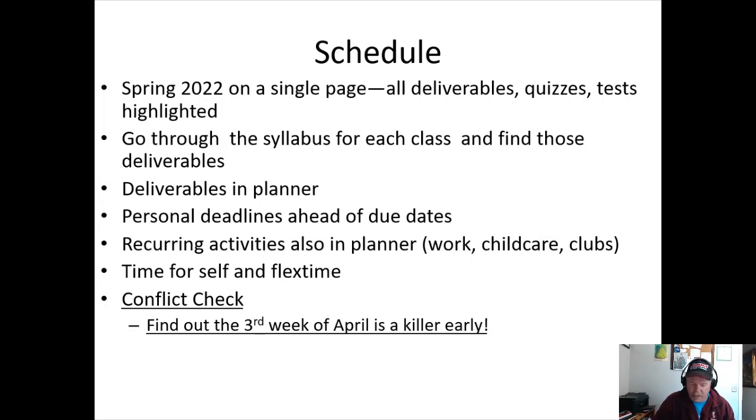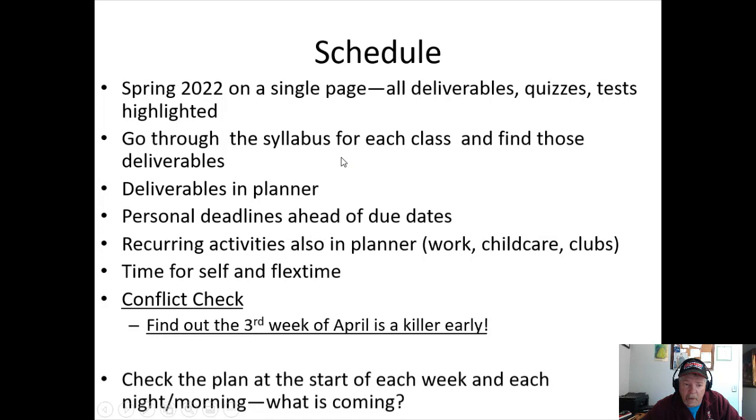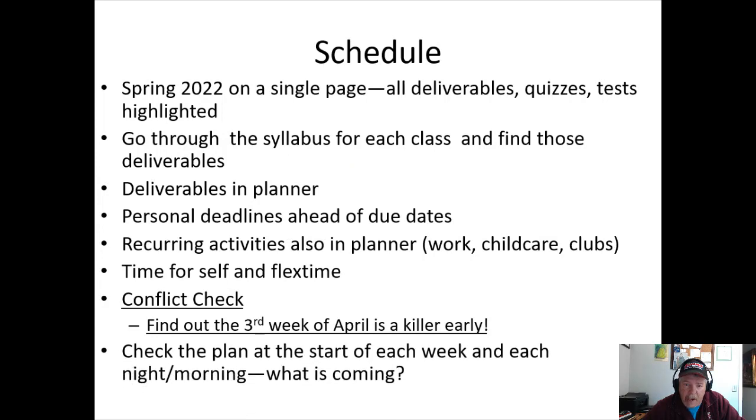So that's what I mean. You kind of build this master plan, and you can look ahead of time. What's that called? It's called proactive, planning ahead. So I would recommend that. And it worked for me quite well when I was getting my PhD. Okay? Check the plan at the start of each week and each night and morning, what's coming up. That's my technique. Here's kind of what's going on in the week.